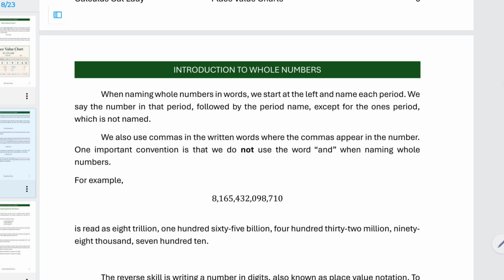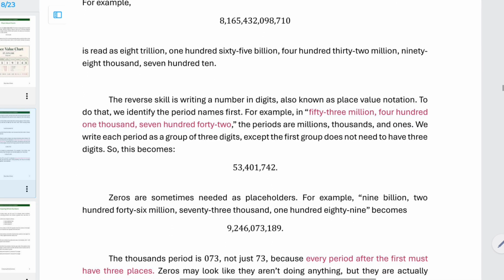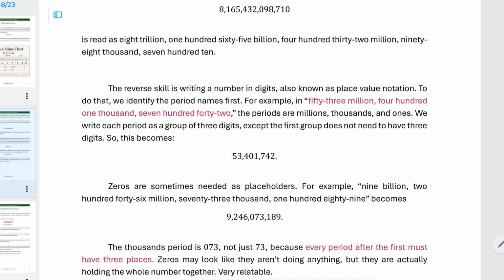For example, 8,165,432,098,710 is read as 8,165,432,098,710. The reverse skill is writing a number in digits, also known as place value notation.